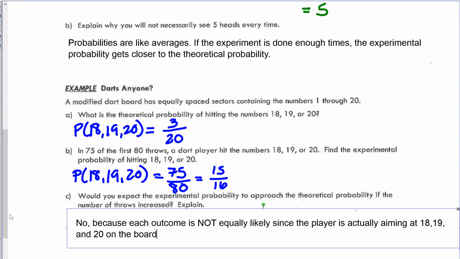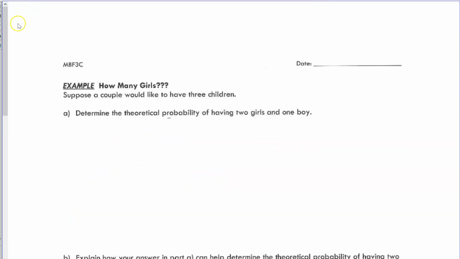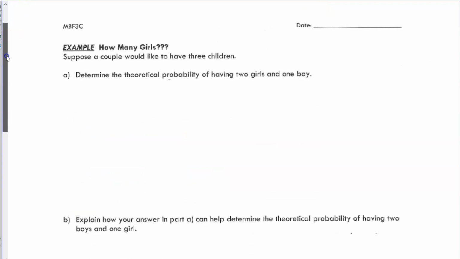On the board, rather than making random shots, right? So it's not the same as flipping a coin or rolling a die. You're actually aiming for something on a dartboard usually. And if you're any good at darts, your chances of hitting those numbers is higher the more that you throw the dart. Okay? So a couple more examples here on the next page.